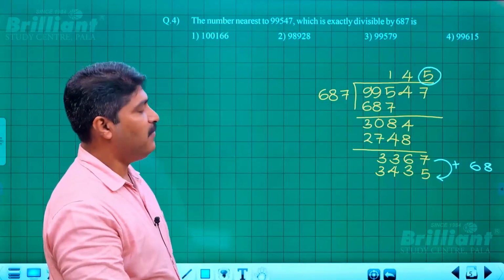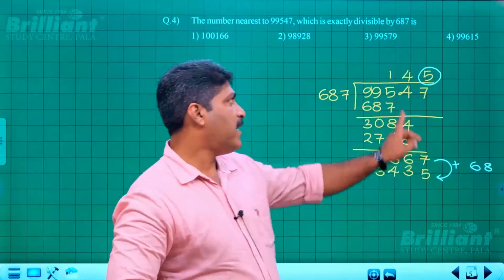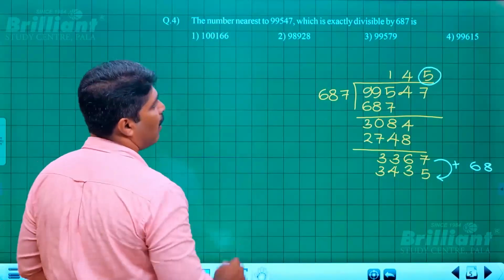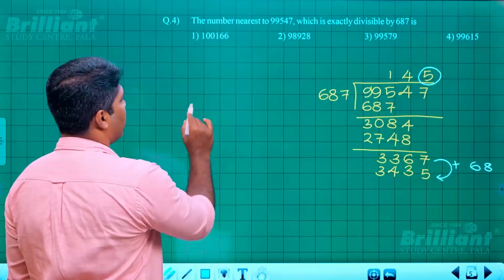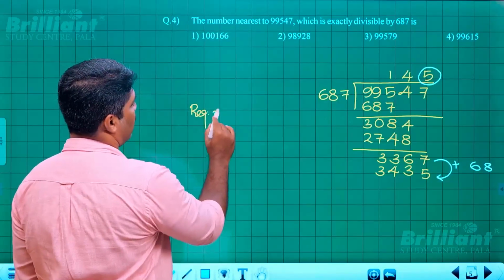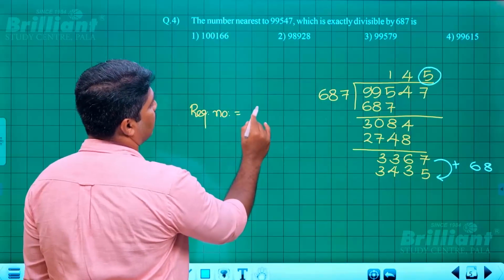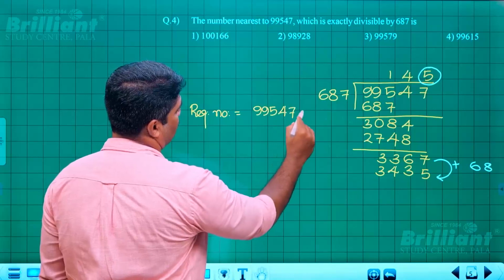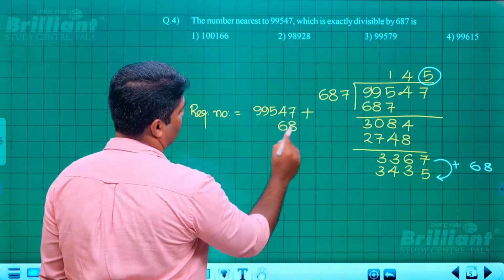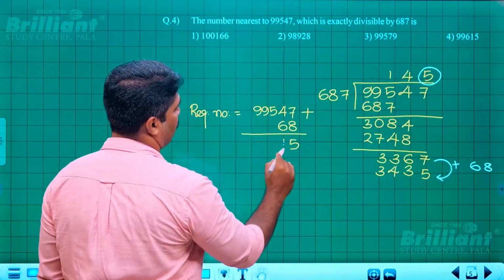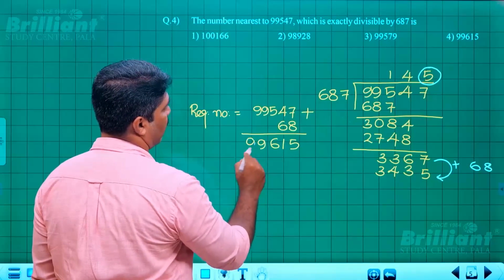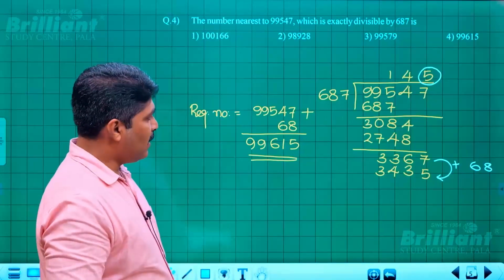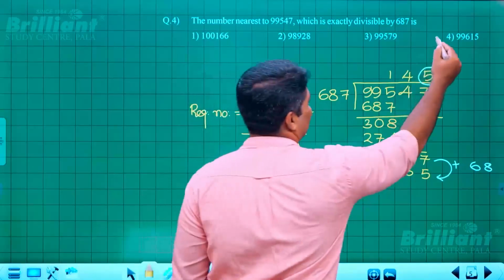Got it? So like that we just consider. If we are adding 68 to the original number, then we can make that value a multiple of 687. Therefore, we can consider our required number, which is simply the given number 99547 plus 68. So this is 99,615. So this is the answer.